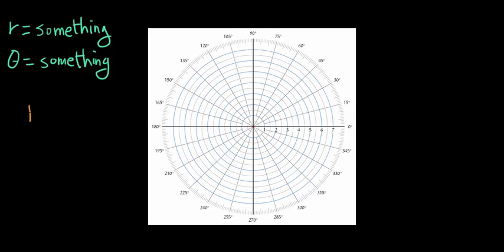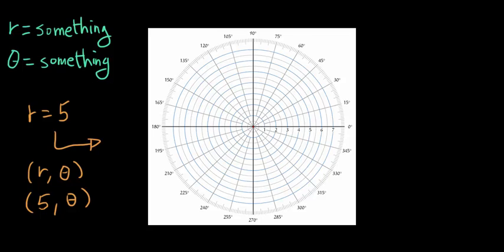Let's say we have r is 5, and you have to graph it. How would you try doing that? Well, you can think of it as a collection of points (r, theta) such that r is always 5. No matter what the angle is, the distance from the origin is always going to be 5. If the angle is 0, the point is going to lie 5 places away.